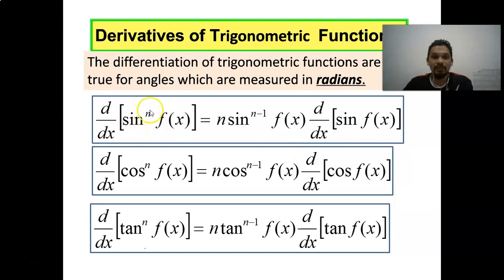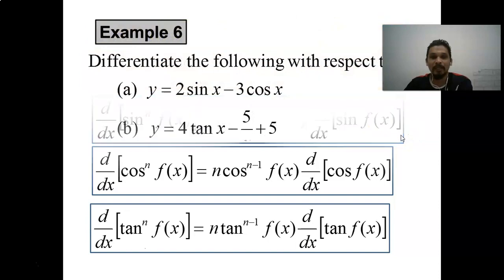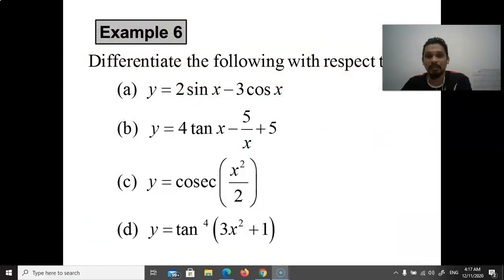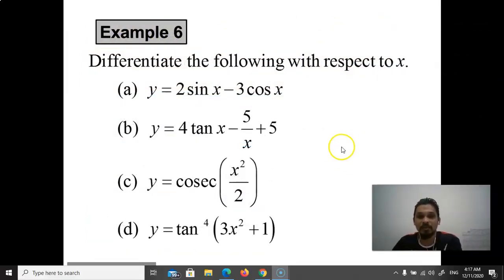First, we will differentiate the power of this trigonometric function, sine to the power of n of f(x). Look at this one: n sine to the power of n minus 1 of f(x). Then differentiate sine f(x); differentiating sine gives you cos, multiplied with the derivative of f(x), which is f prime x. Let's take a look at these examples one by one.